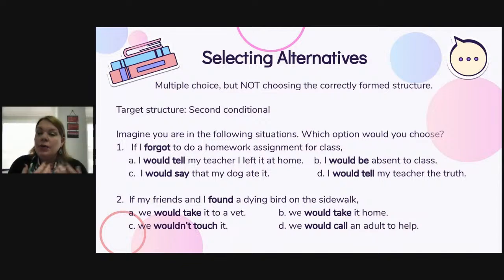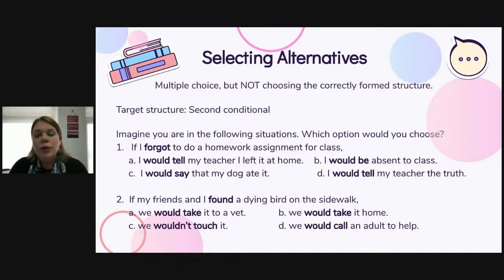Because remember, they are just seeing this new structure. They can't possibly determine if it's conjugated correctly or not, right? And if we do that type of activity where they choose the correct conjugation, they don't need to process meaning of anything. They just need to recognize the verb that is conjugated correctly, right? So we need to be very careful about those types of activities.